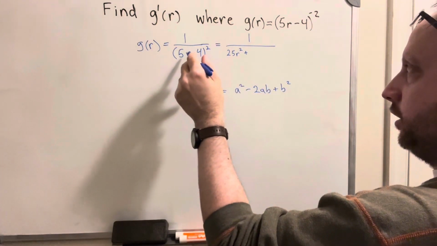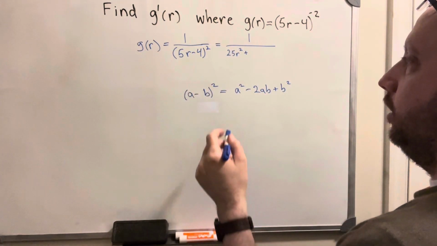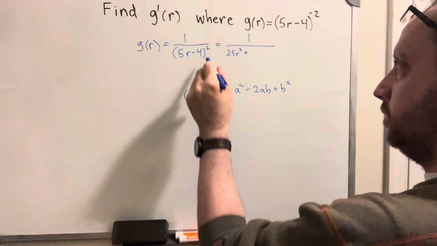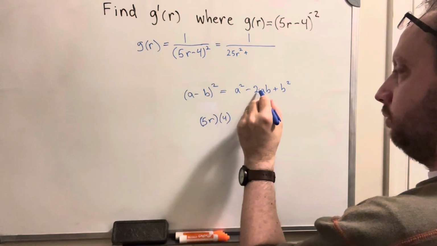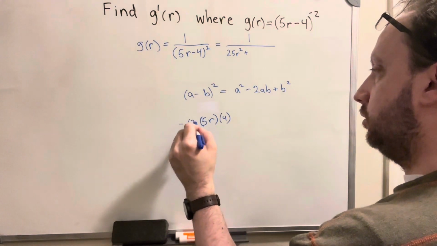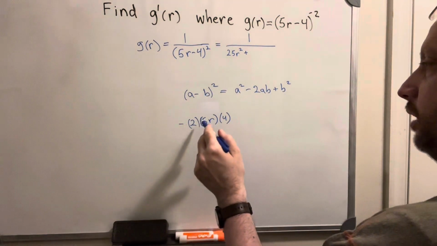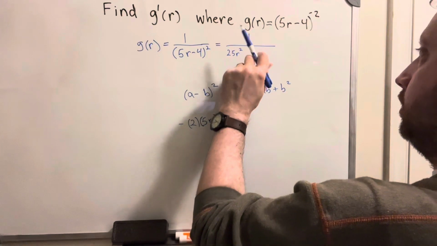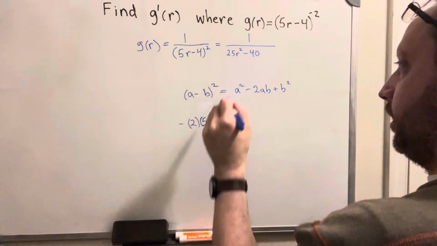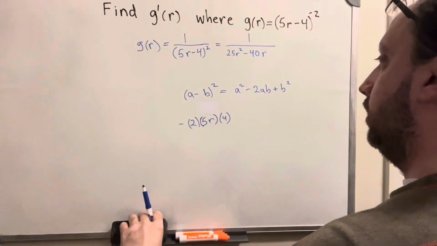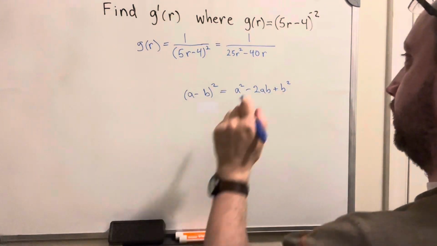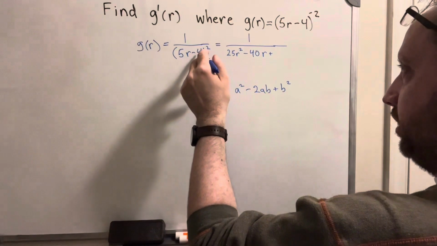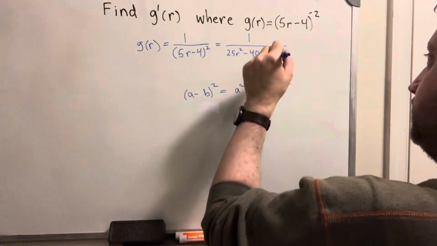We already found out 5r quantity squared is 25r squared. What is a? 5r. What is b? 4. What do we put in front? Minus 2. Okay. 2 times 5 is 10. 10 times 4 is 40. So we got minus 40. Don't forget the r. Okay. Plus b squared. What's b? B is 4. What's 4 squared? 16.